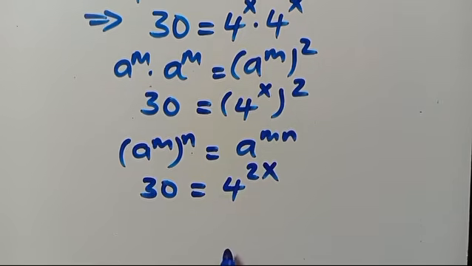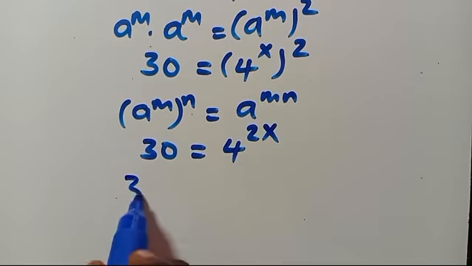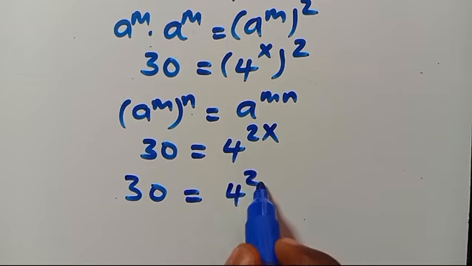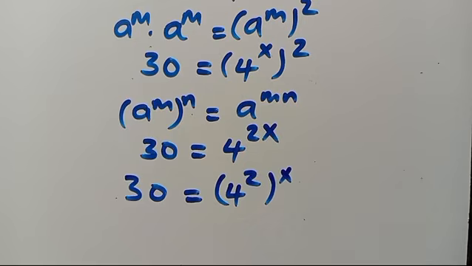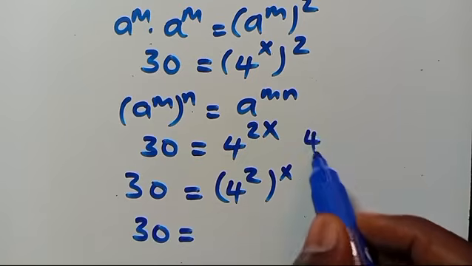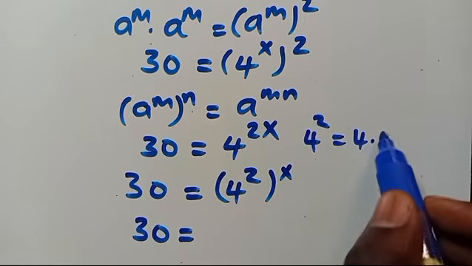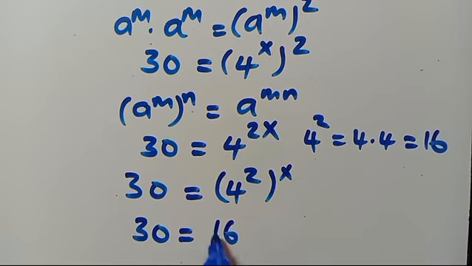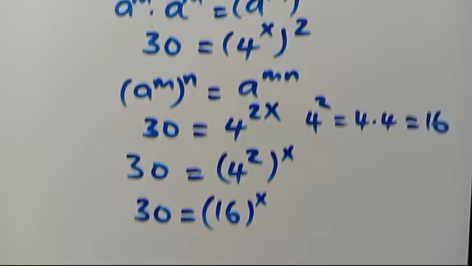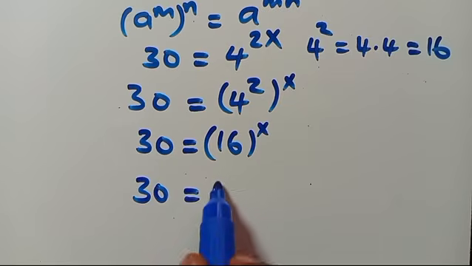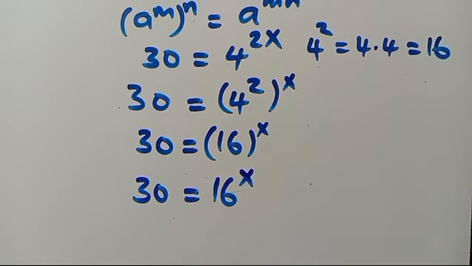And more importantly also, you can have this as 30 equals 4 to the power of 2 in parentheses to the power of x from here. So we're going to have 30, 4 to the power of 2 simply means 4 times 4, which equals 16. So here will be 16 in parentheses to the power of x. So we can have this as 30 equals 16 to the power of x.